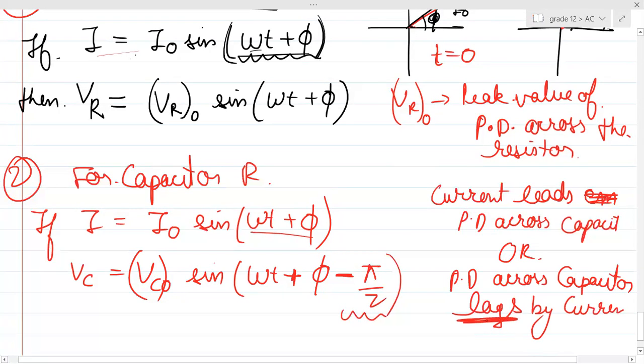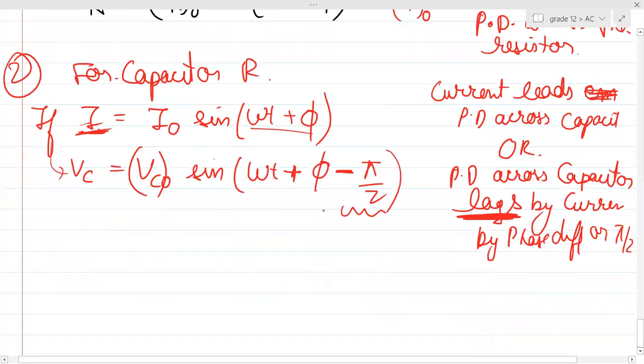So can you see, because of this lagging, since we were taking the reference over here and from this reference we wanted to derive VC, I lagged it by a phase difference of pi by 2. When I am lagging it, then I need to subtract the phase, right? Is this clear? For capacitor C, are these two equations clear to you?